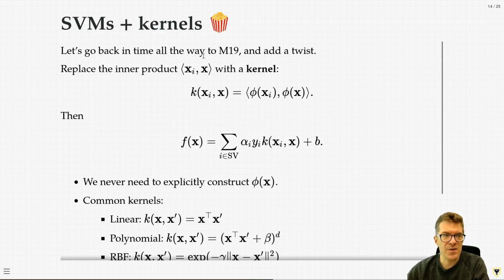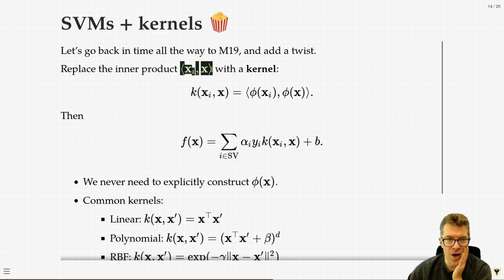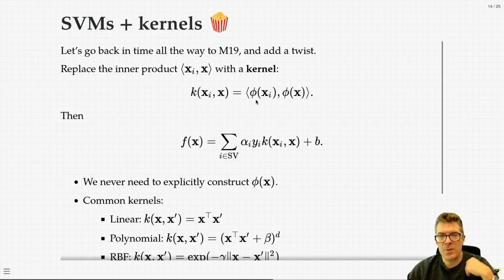So SVMs and kernels, we can go all the way back to the previous module, module 19, and have this little twist. We have this inner product of x sub i and x, the thing we're trying to predict. x sub i is a member of our training set. We replace this inner product with a kernel. So here our kernel is a feature map of x sub i into a higher dimensional feature space, times a feature map of x into a higher dimensional feature space using some non-linearities.